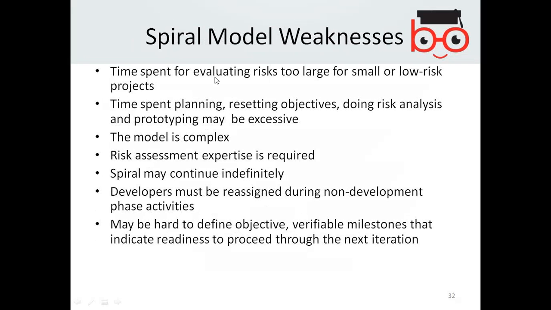Weakness: time spent evaluating risk is too large for small or low risk projects. So obviously in the normal way, if you are given a project, then you have to complete it, and that is your aim. But in the spiral, you have to check every risk. For example, the pressure is on your head, and your boss is asking you not to fail at any point. That's why you are under pressure. You need to check the risk of every module every time, so that it shouldn't fail.